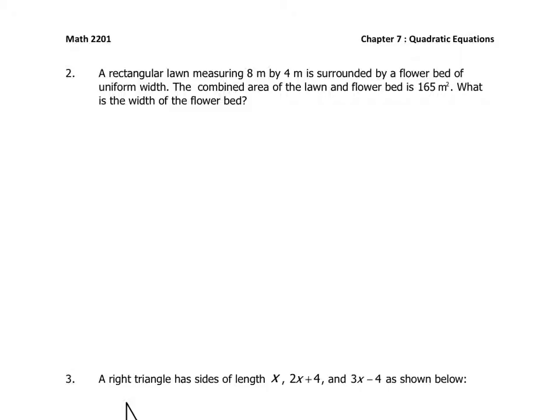Okay, the next problem says a rectangular lawn measuring 8 by 4. Sometimes it helps to draw a diagram. So this would be 8 meters by 4 meters, surrounded by a flower bed of uniform width. So you're going to have another border going around the edge. When it says uniform width, that means this width here is the same as this width here all the way around. It gives you the combined area of the lawn and the flower bed is 165.